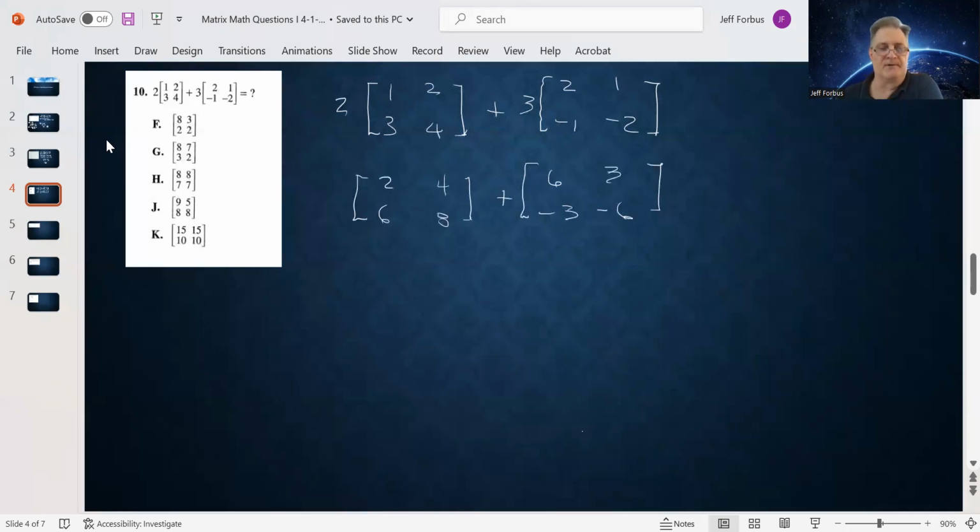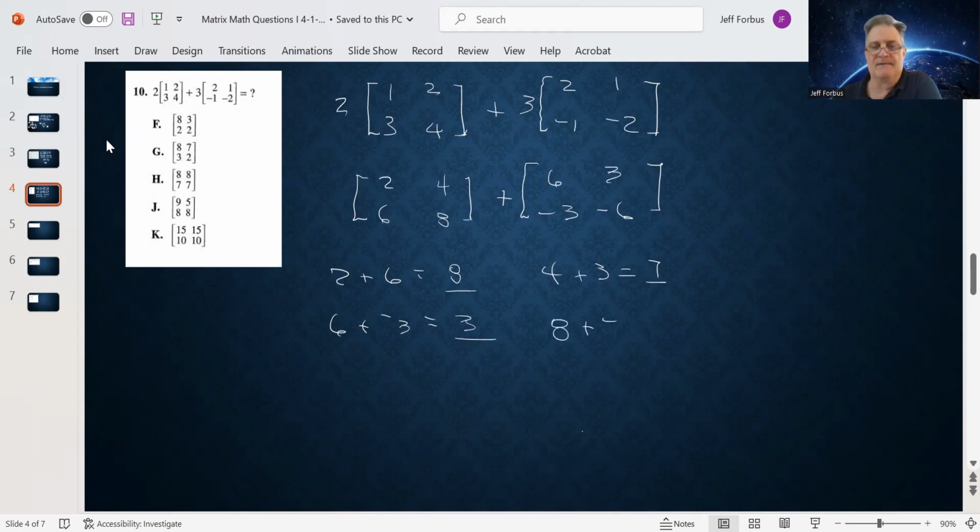Now we can add them together just like we did just a minute ago. 2 plus 6, 8. 4 plus 3, 7. 6 plus negative 3, 3. And then 8 plus a negative 6, it's going to be a 2. So our resulting matrix is going to be 8, 7, 3, 2. And that's going to be answer choice G.